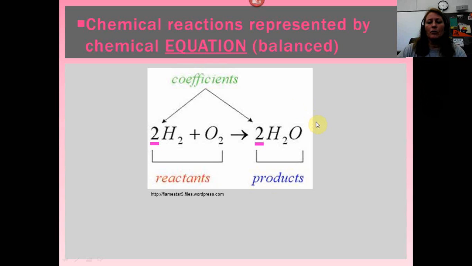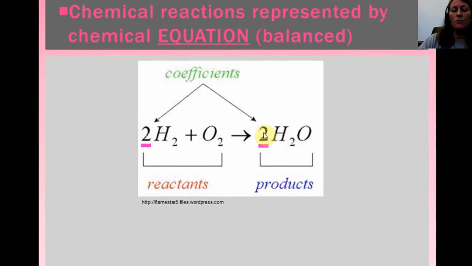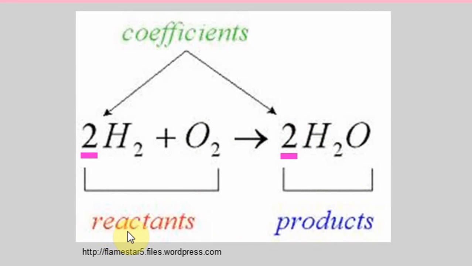First of all, in order to be balanced, you need to have the same number of atoms on each side of the equation, or each side of the arrow. So on this side are my reactants, on the back side of the arrow. Here's hydrogen, oxygen, and water, something very simple. And it's going to produce, or the products would be, water. So in order to balance the equation, you need to have the same number of each element or atom on both sides of the equation.